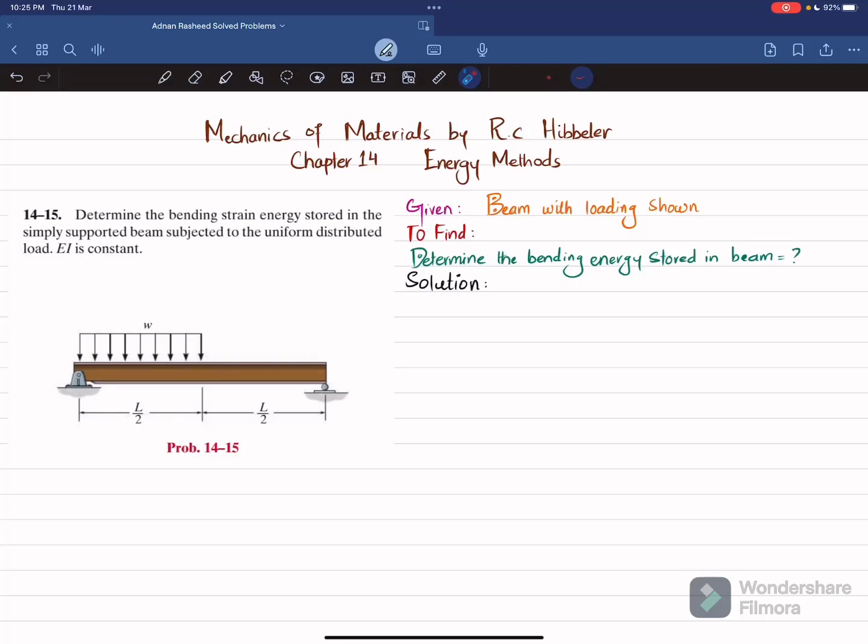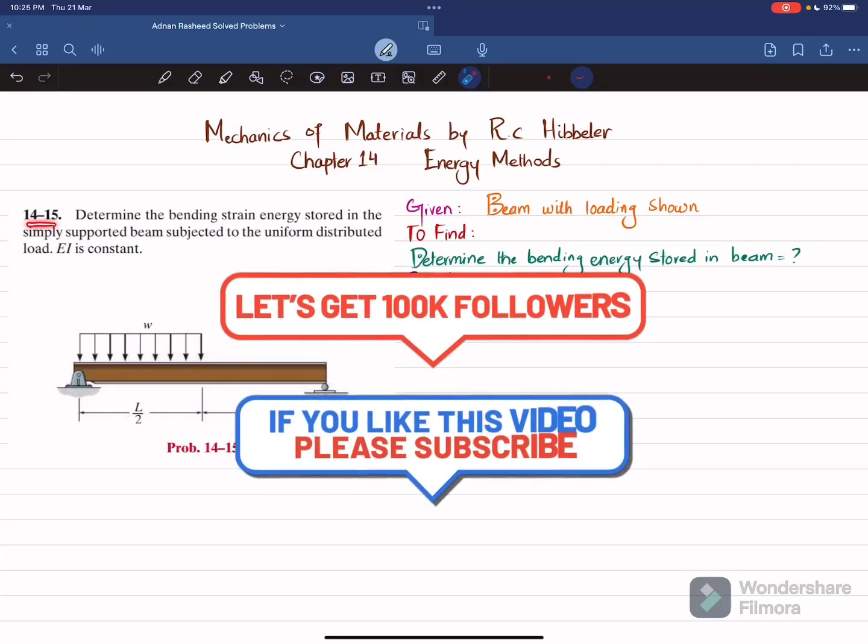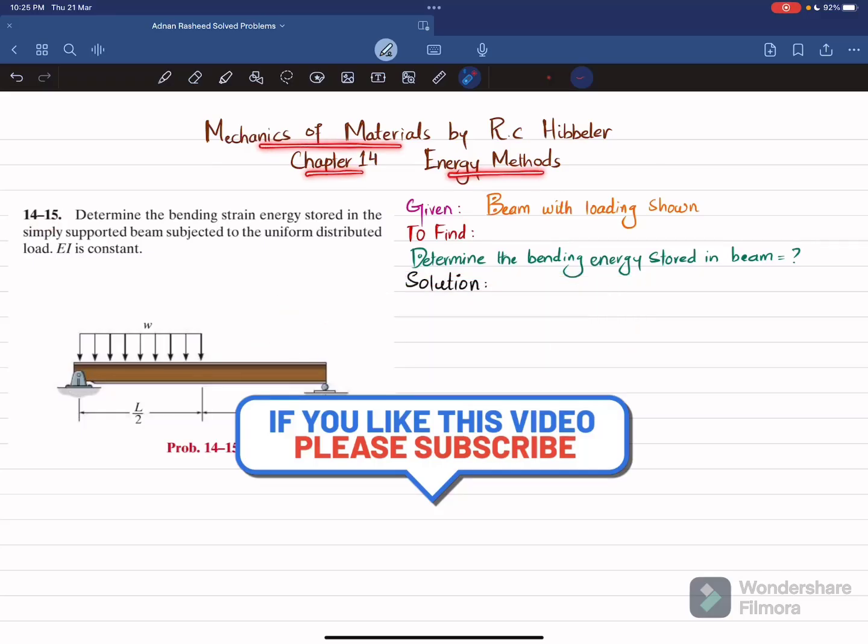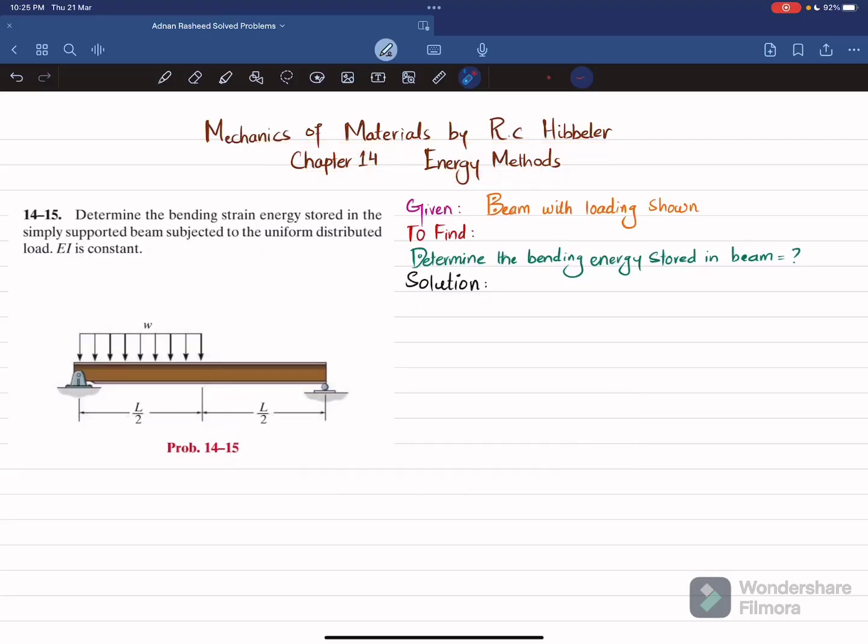Welcome back. In this video, we are going to solve problem 14-15 that is taken from chapter number 14, Energy Methods, and book name is Mechanics of Material by R.C. Hibbeler. So statement is determine the bending strain energy stored in the simply supported beam subjected to uniformly distributed load.